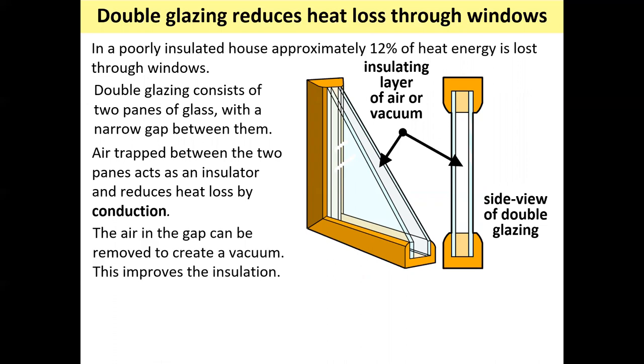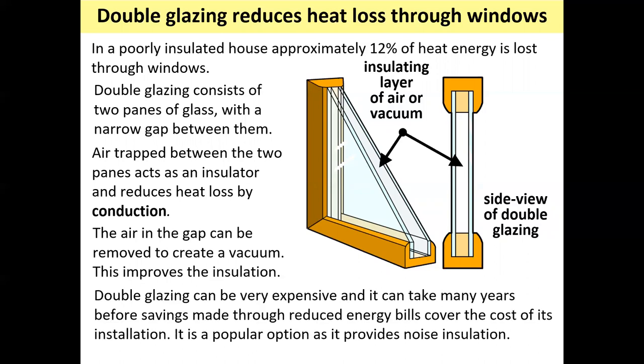Now, if you want to make that double glazing even more effective, you can actually remove the air in the gap, and that air is pumped out to create a vacuum. So an absence of particles, no gas between those two panes. That's going to improve the insulation because it prevents any convection current. So by having that vacuum, that prevents heat loss through convection. So double glazing mainly reduces heat loss through conduction. But if you have a vacuum between those two panes of glass, that's also going to prevent any convection taking place.